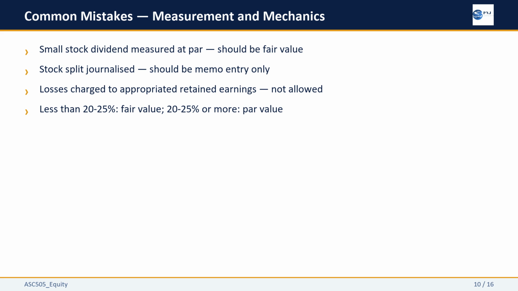Seventh, charging losses to appropriated retained earnings. Appropriations are just internal segregations. Losses go to unappropriated retained earnings or flow through the income statement, never to an appropriation account.